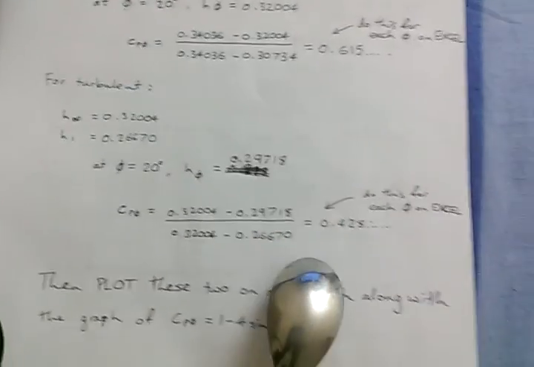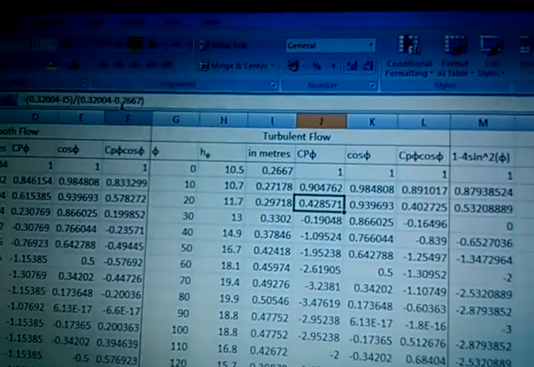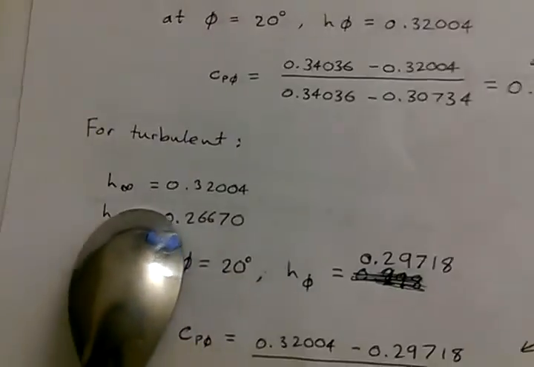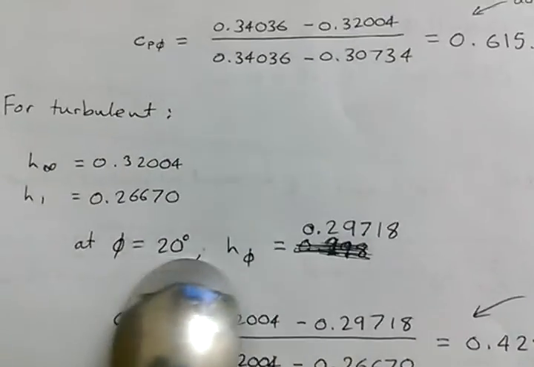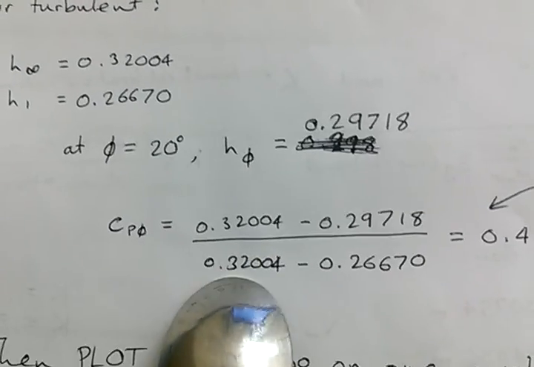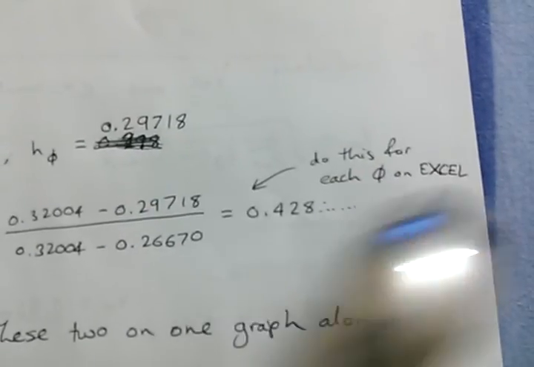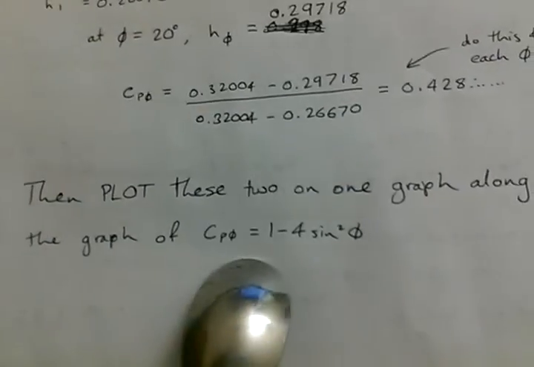Messed it up right there. I'll fix it afterwards. Okay, so after you do that for all of them, then you go to turbulent. You do the same thing for turbulent. This time is going to be different because for turbulent flow, H infinity was different, H1 was also different, and of course your readings will be different. So that replaces, and that replaces, and then you put in these for each one, and you do that for all of them. After you have done that, you plot those on one graph along with this.